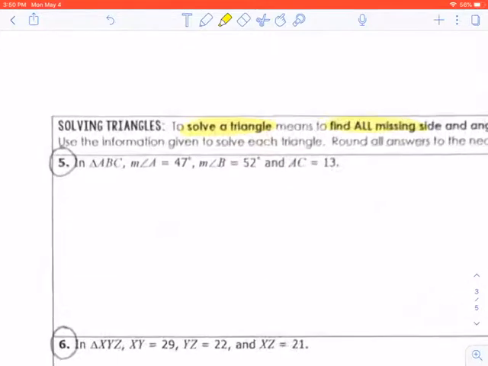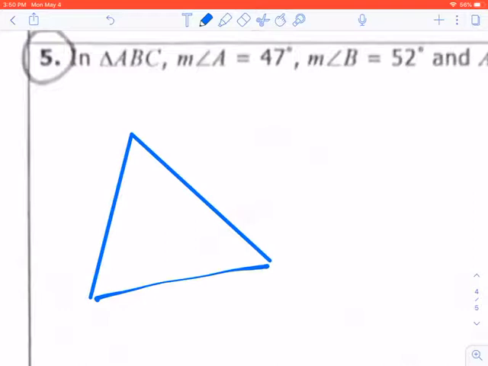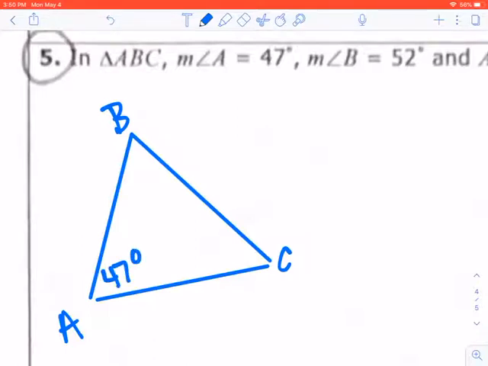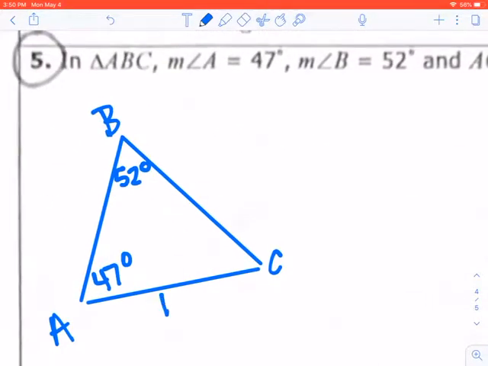Okay, so we start. Draw a triangle. I'm going to put A, B, and C. Doesn't matter where you put them though. Angle A, 47 degrees. Angle B, 52 degrees. And AC is 13. This piece is 13.